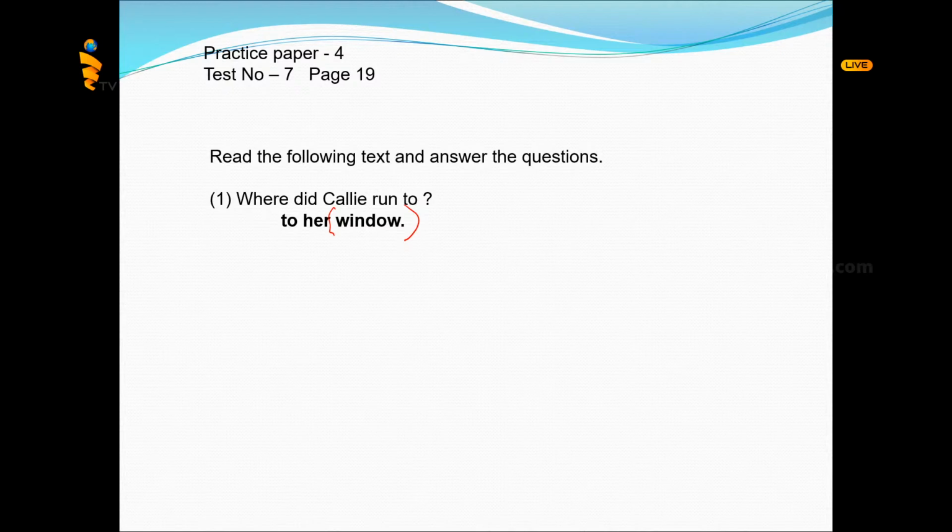Next question is, children, what time of the day was it? Now I told you earlier, certain answers will not be directly indicated. So let's find the answer. Read the first line. Kelly jumped out of bed, ran to the window and threw it open. Damp night air flooded the room. Damp, wet, night. So there it indicates the time period. So the answer is night.